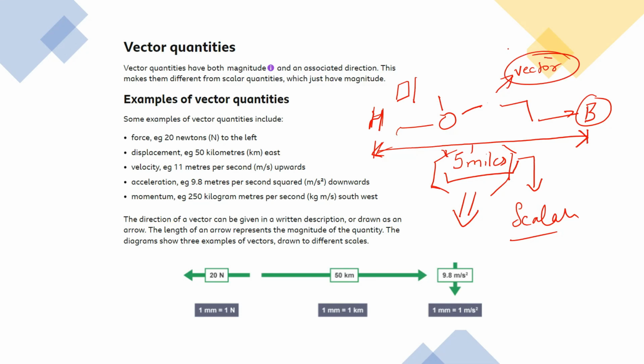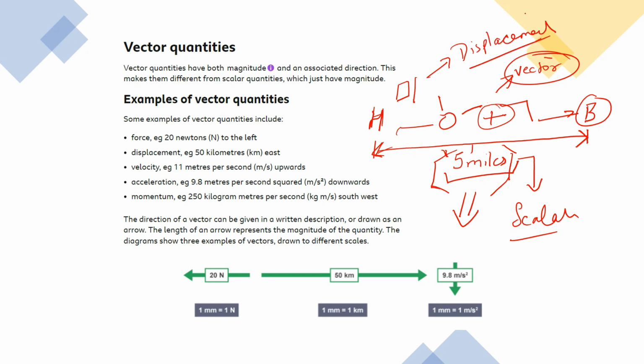Why did it become a vector quantity? It's because you are adding a magnitude with direction. And this is called displacement.